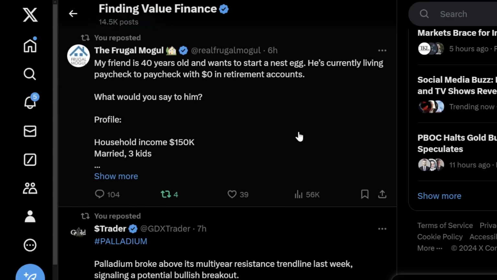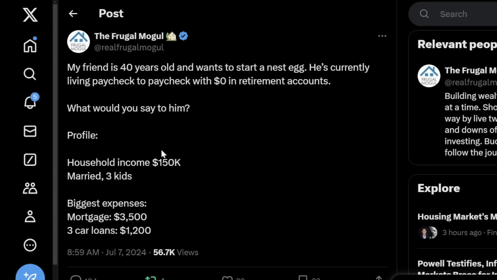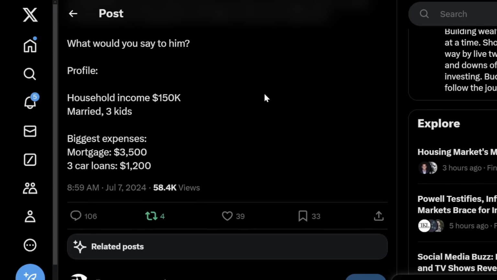The Frugal Mogul says, my friend is 40 years old and wants to start a nest egg. He's currently living paycheck to paycheck with $0 in retirement accounts. What would you say to him? His profile is, he's got a household income of $150K. He's married. He's got 3 kids. His biggest expenses are his mortgage at $3,500 and 3 car loans at $1,200.